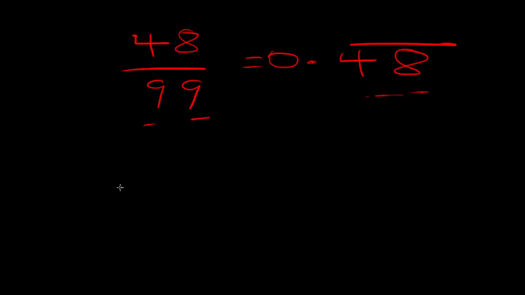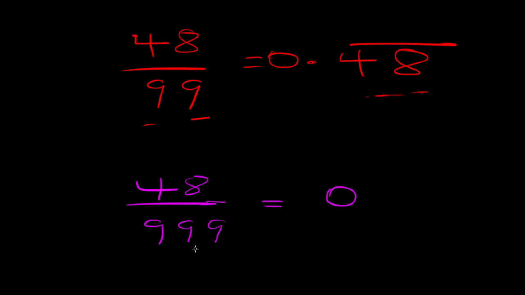All right. So if we had, let's say, 48 over 999, what do you think it is going to be? The number that is going to repeat itself will be 3 digits, but what we have here is just 2 digits. So in a sense, we will introduce a 0 here, which will make it 0.048 repeating. All right. Okay.